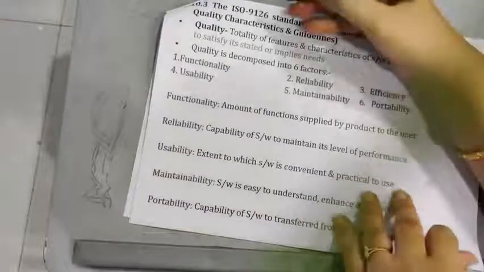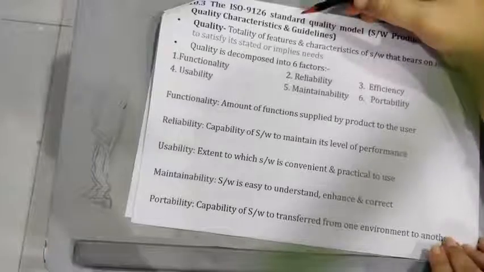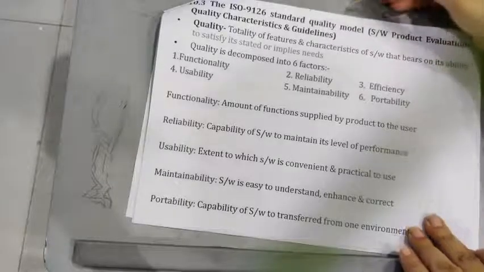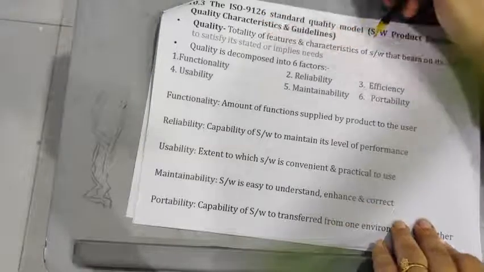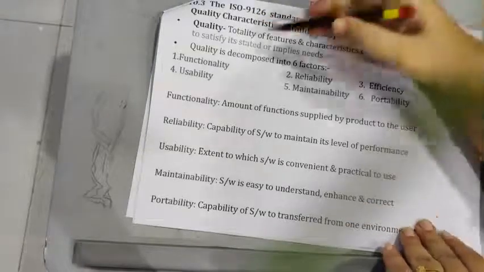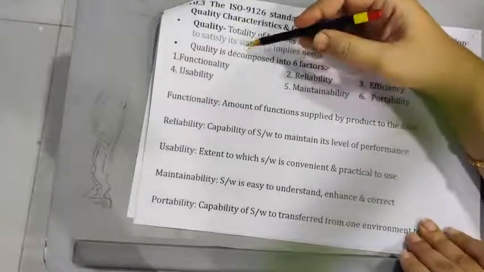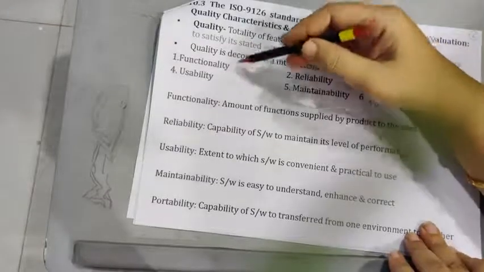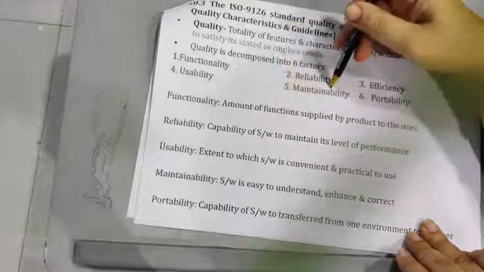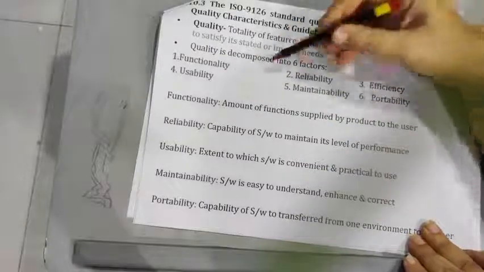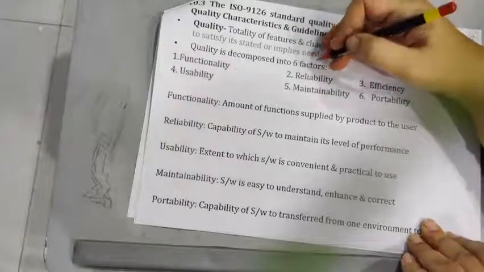ISO, the International Organization for Standardization, defines rules or guidelines to measure the quality of the model. That is software product evaluation. They refer to quality as the features and characteristics of software that bear on its ability to satisfy stated or implied needs. So quality is decomposed into six factors: functionality, reliability, efficiency, usability, maintainability and portability. A software engineer can also decompose these six factors or key attributes for measuring the quality of their own model.